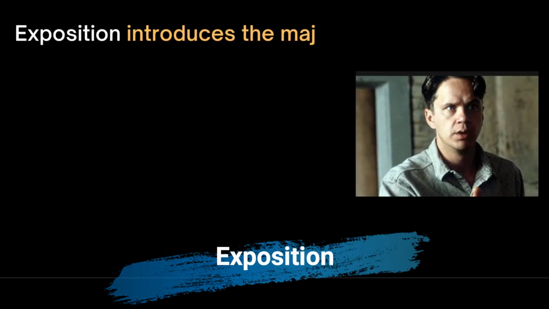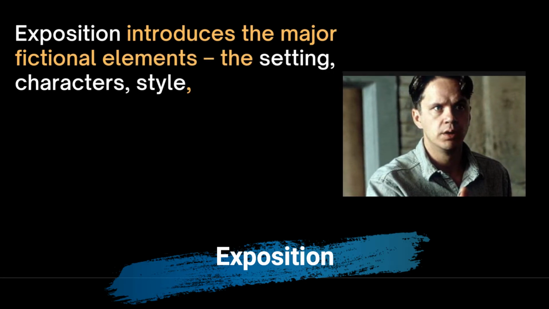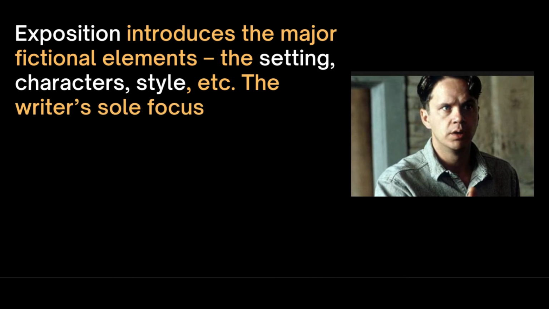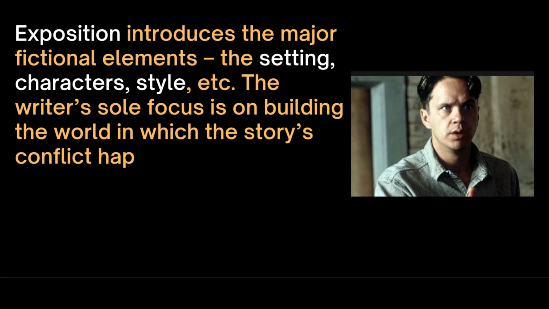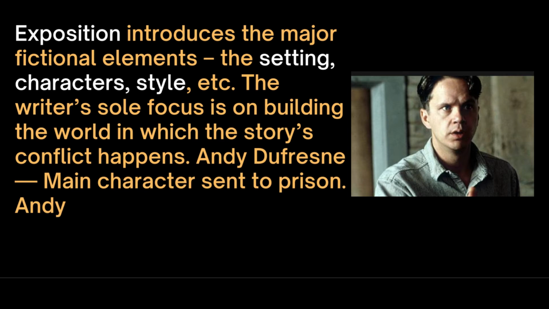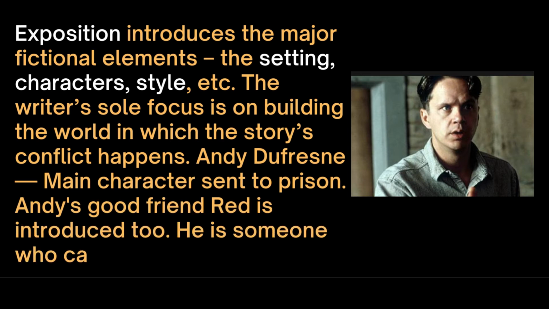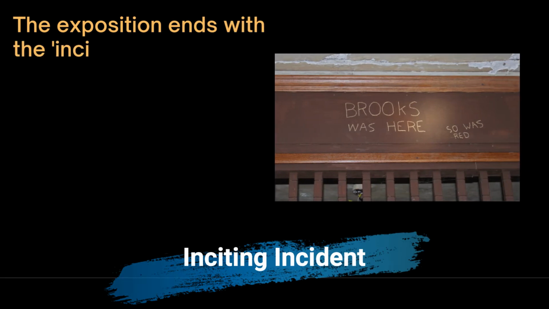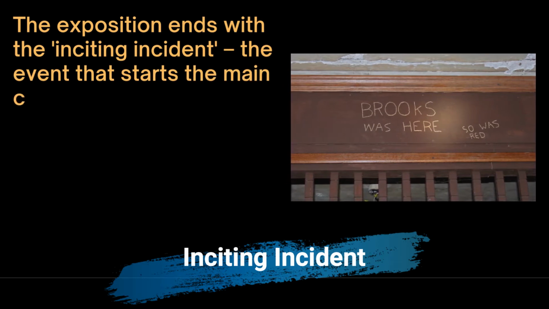Exposition introduces the major fictional elements: the setting, characters, style, etc. The writer's sole focus is on building the world in which the story's conflict happens. Andy Dufresne and Andy's good friend Red are introduced here. Andy is sent to prison. Red is someone who can get anything done. The exposition in this movie ends with the inciting incident, the event that starts the main conflict of the story.